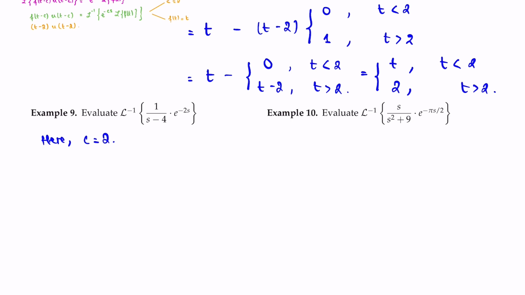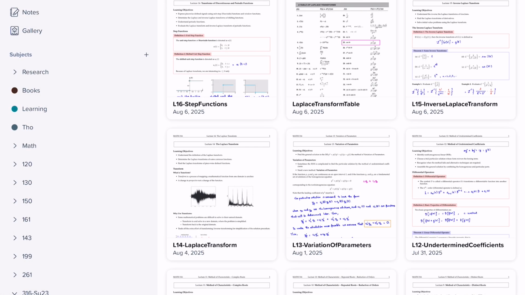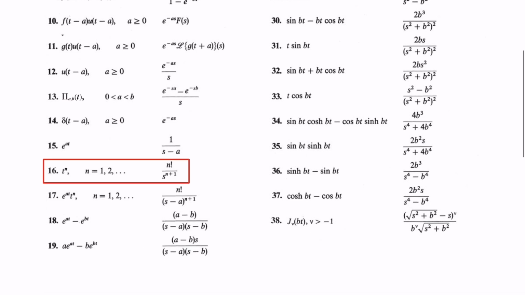Good. So the inverse Laplace transform of, let's say, e to the negative 2s times 1 over s minus 4. The procedure is very similar to the last example. You already established that c is equal to 2. You understand the shift. Now what about 1 over s minus 4? That should be the Laplace transform of some function. So you go back to the Laplace transform table and see if there is anything related to 1 over s minus 4.